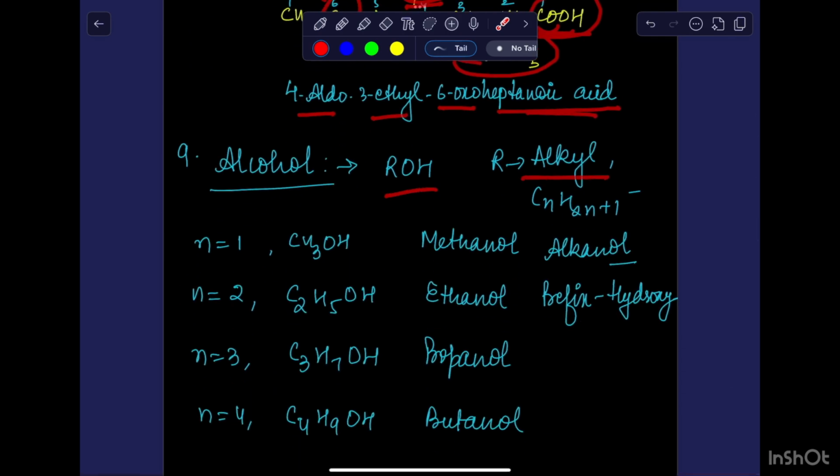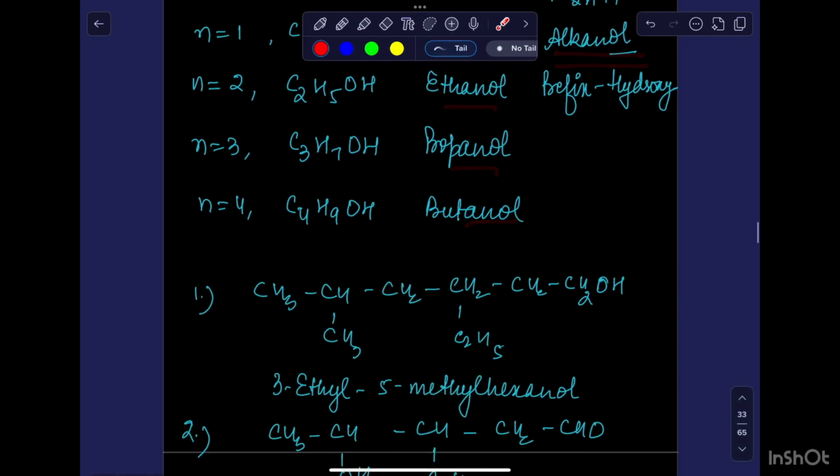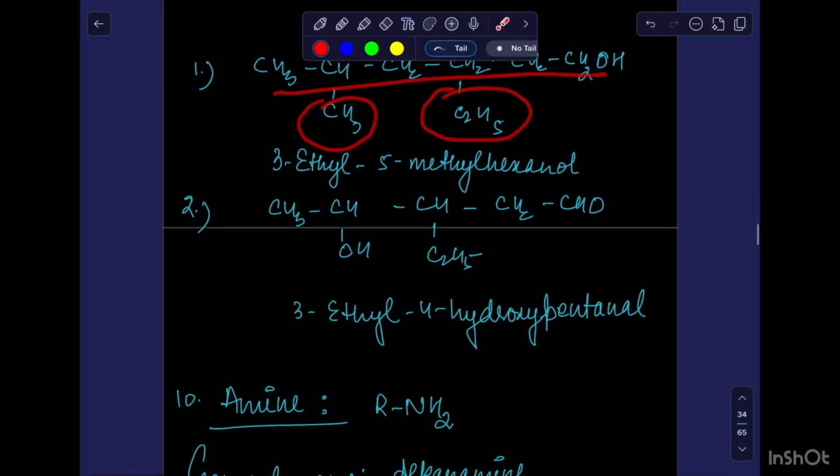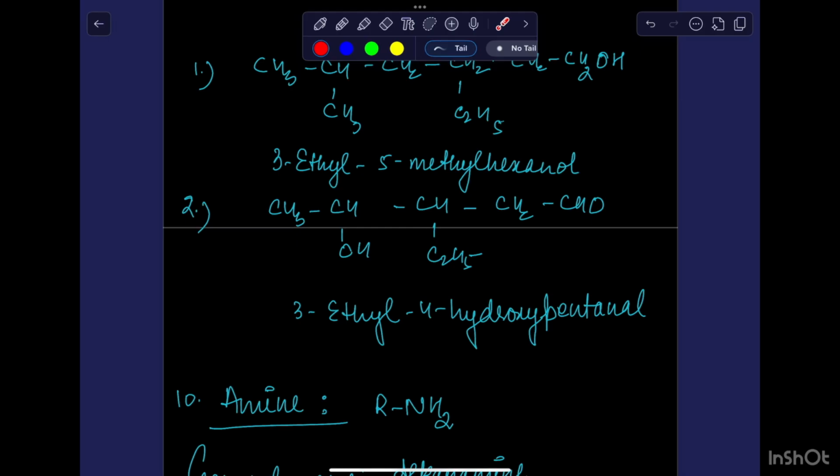Then we have alcohol. Its name is alkanol. So methanol, ethanol, propanol, etc. In this particular molecule, we have 3-ethyl, 5-methyl hexanol. So again, ethyl starts with E, will come first. Then we have aldehyde, and then hydroxy group. So this is 3-ethyl 4-hydroxy pentanol is the name.